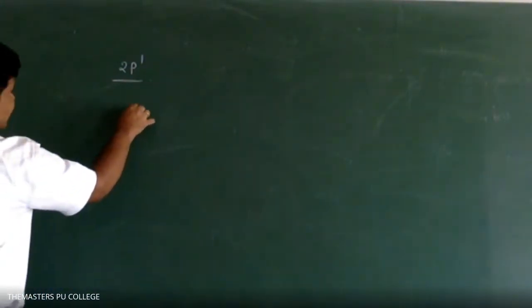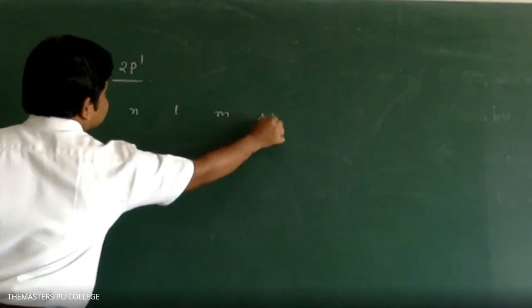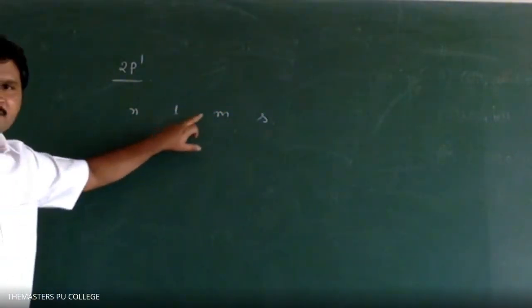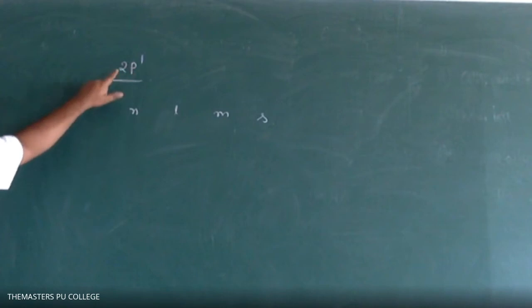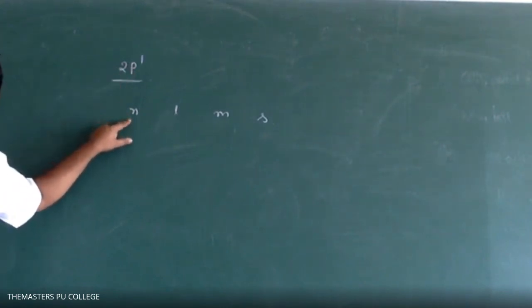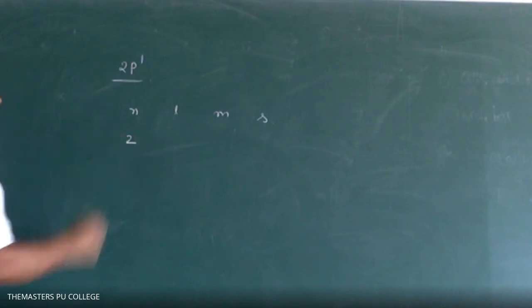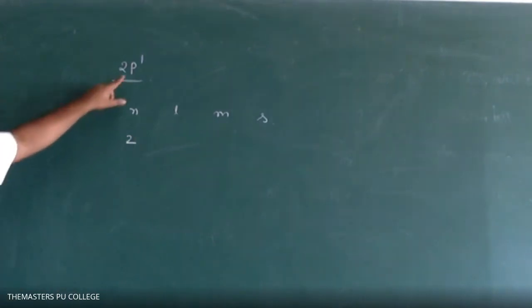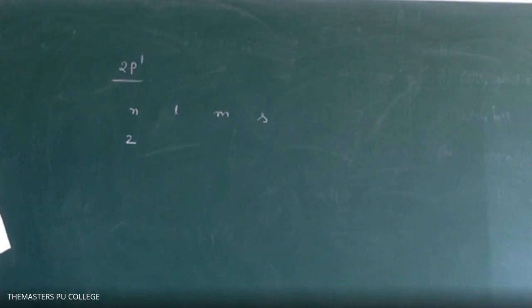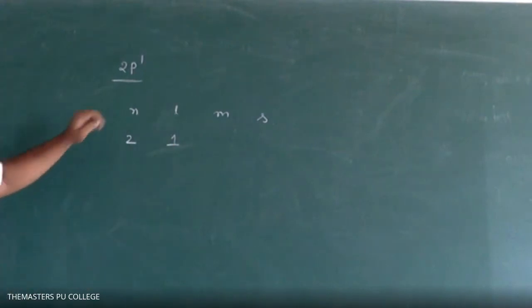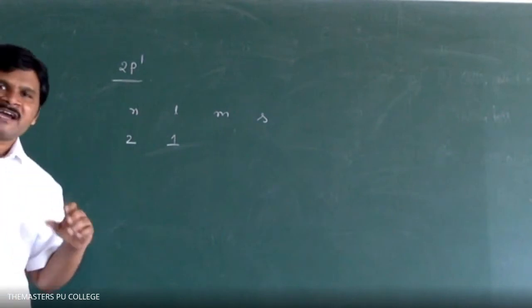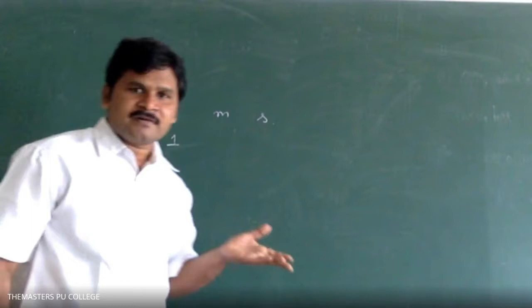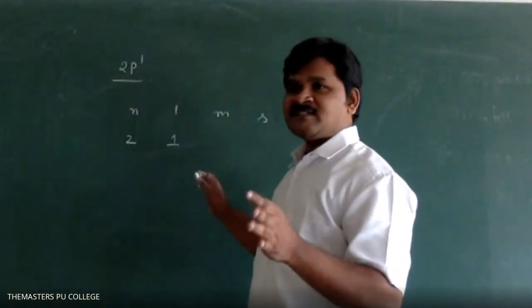Quantum numbers means first we have to write n, l, m, s: principal quantum number, azimuthal quantum number, magnetic quantum number, and spin quantum number. Here it is 2p¹, so the n value is 2. This is a p orbital. For a p orbital, is the l value 0 or 1? 1. Next, only one electron is present. You can write a possible value for m: either -1, +1, or 0.